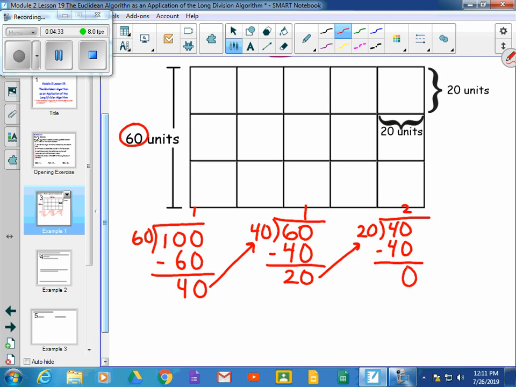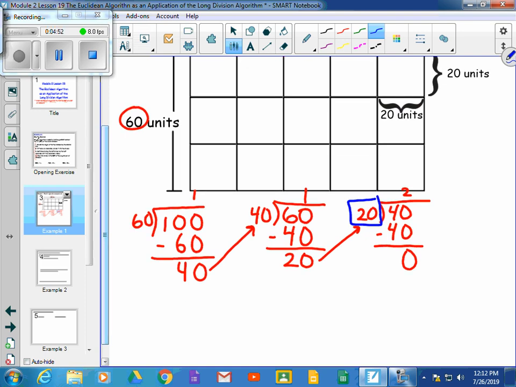Now I'm finished with Euclid's algorithm. The greatest common factor of those 2 numbers is the last divisor. Remember, that was the one we circled on those steps before. 20. So what that tells us is the largest square can be 20 units by 20 units.